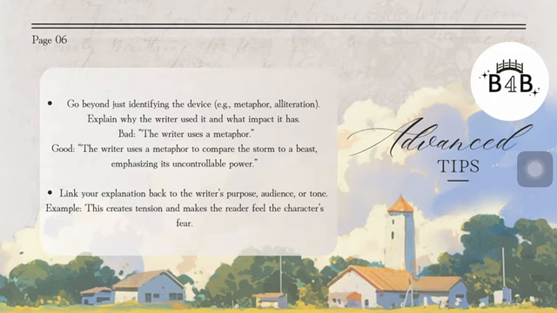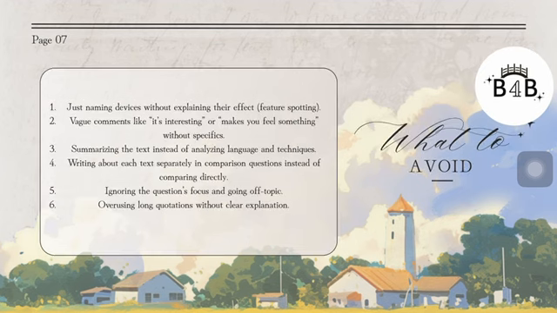So now for what you shouldn't do, what you should avoid. You should avoid just naming the devices without explaining the effects, and also vague comments such as interesting or makes you feel something without any specific information. These are poor answers. Also avoid summarizing the text instead of analyzing how and why.